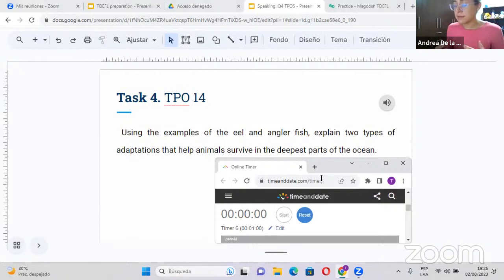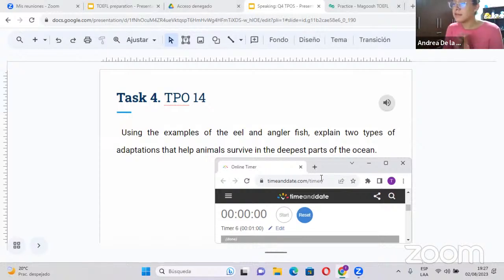So it's better to say something and to show that you can deliver your response well, and you make good use of the language. So the way you did it was great. Then she goes on to explain the second adaptation that helps animals catch food in the ocean. And the professor gives the anglerfish as an example.